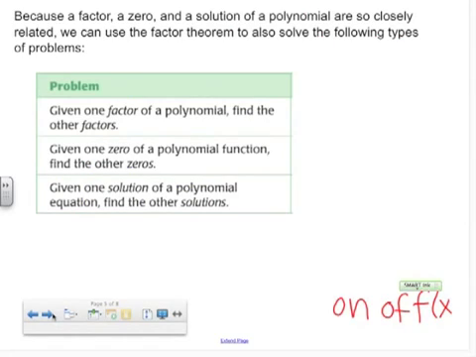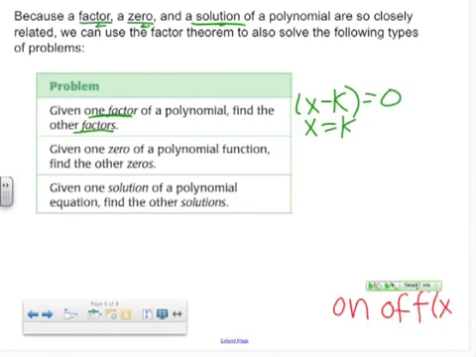Alright, so now because a factor, a 0, and a solution of a polynomial are closely related, we can use them to talk about the same things. If you're given one factor, you can find the other factors. If you're given x minus k, you can find any other factors. Remember, x minus k equals 0, because factors and zeros and solutions are the same thing. x equals k. So then I can use synthetic division with my k and find other factors, and I'll show you how to do that in one of the next examples. And same thing, given one 0, we can find the other zeros. Given one solution, we can find the other solutions.